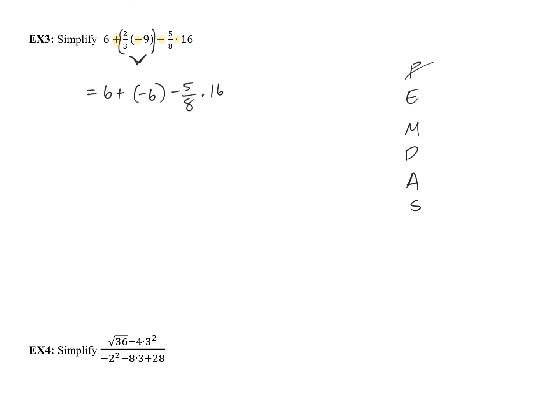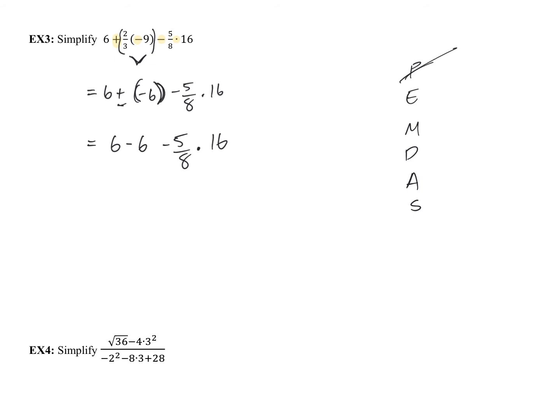What's next? Exponents. Do we have any exponents? No. Oh, and real quick, you might wonder about those parentheses I just put around the negative 6. I just put that there because the symbol is a little different than that plus right ahead. So we can simplify that parenthesis because we have a positive and a negative, so that'll be negative. So that's 6 minus 5 over 8 times the 16.